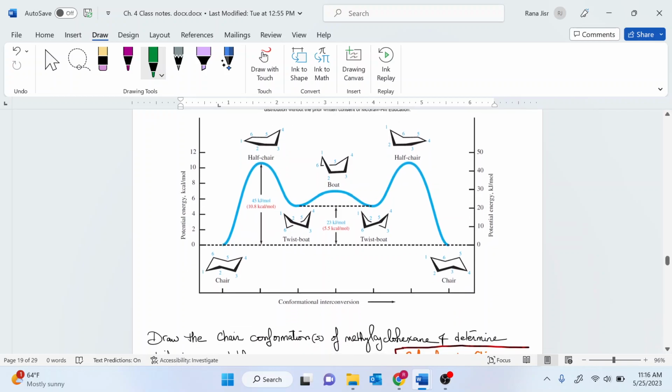Notice the numbering. You can number anywhere you want. But see here, carbon number one was down, so now it became up. I still have carbon number two in the same position, carbon number six in the same position. And then carbon number four is up, and now it's going to be down. We're going to use the terms up and down a lot.